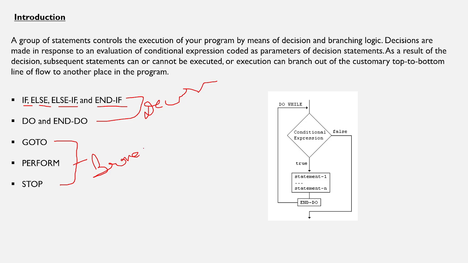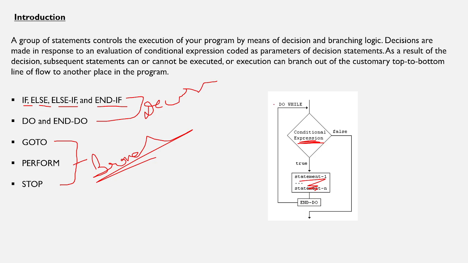And here you can see we have loads of statements: statement one, statement two, statement three, statement four, and up to n. So how is the control decision made? It is made based on the conditional expression. If it returns false, then we come out of this top to bottom flow. If it becomes true, then statement one, statement two, up to statement n will execute.